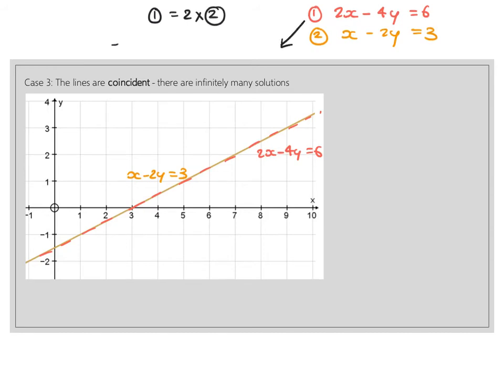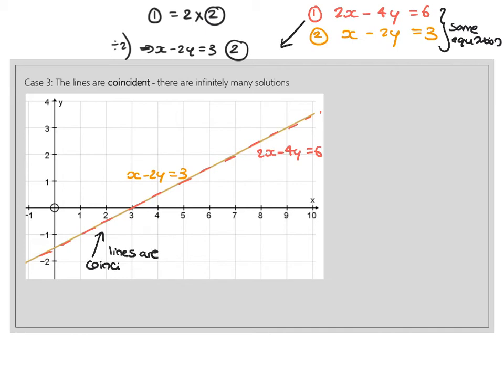So I could simplify that down by dividing by 2, which would give me x minus 2y equals 3, which is equation 2. They're the same equation. And as a result, graphically, you end up with the same straight line twice. And we say that the lines are coincident. So a nice way of thinking about that might be they lie on top of one another. Or they are the same line. Now, let's investigate the matrix equation here.